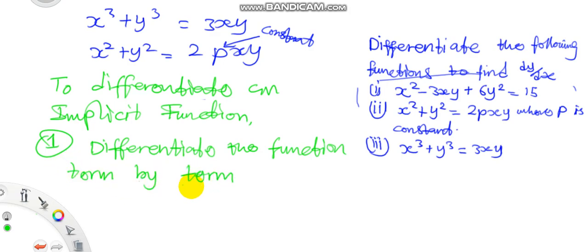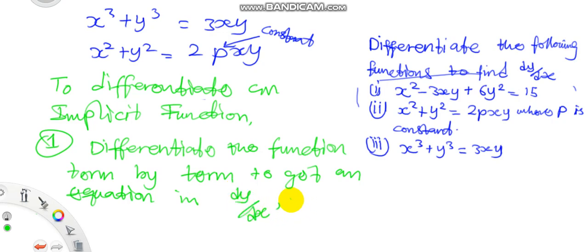In doing this, you have to pay attention to a few things, but first you differentiate it term by term. Because all of these functions are in x and y, when you differentiate term by term, we are going to get an equation in dy/dx, x and y.